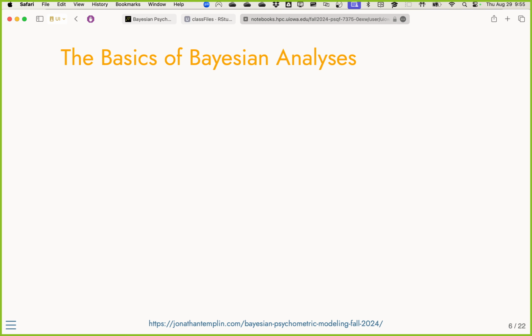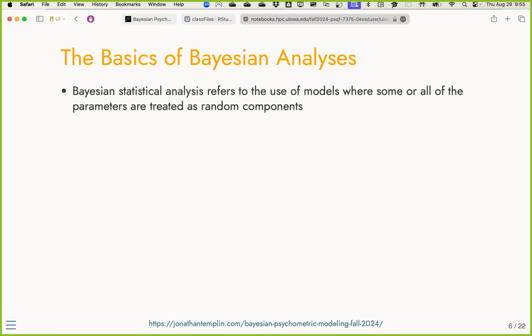All right, so let's talk a little bit about the basics of Bayesian analysis. Bayesian statistical analysis refers to the use of models where some or all of the parameters are treated as random components. So let's talk a little bit about what this means. Analysis means taking data and putting it into a model and estimating the model itself, not usually using hand calculations. Parameters are the model terms that are unknown that you seek to estimate. So if you have a linear regression, what are the parameters? It turns out each of the betas, each of the regression coefficients, is a parameter, and your residual variance.